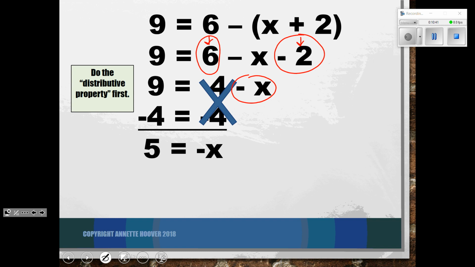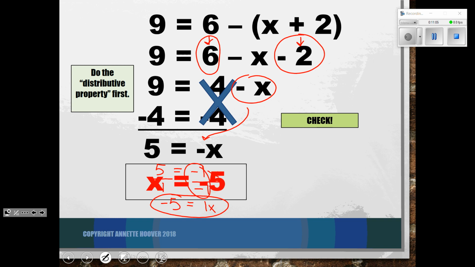See the negative x? That means we have 5 equals a negative 1x. We don't want our variable to have a negative in front of it. So to do that, we simply divide both sides by a negative 1, and a negative 1 divided by negative 1 is a positive 1. Now our variable is positive, and it's equal to negative 5. So x is equal to negative 5.